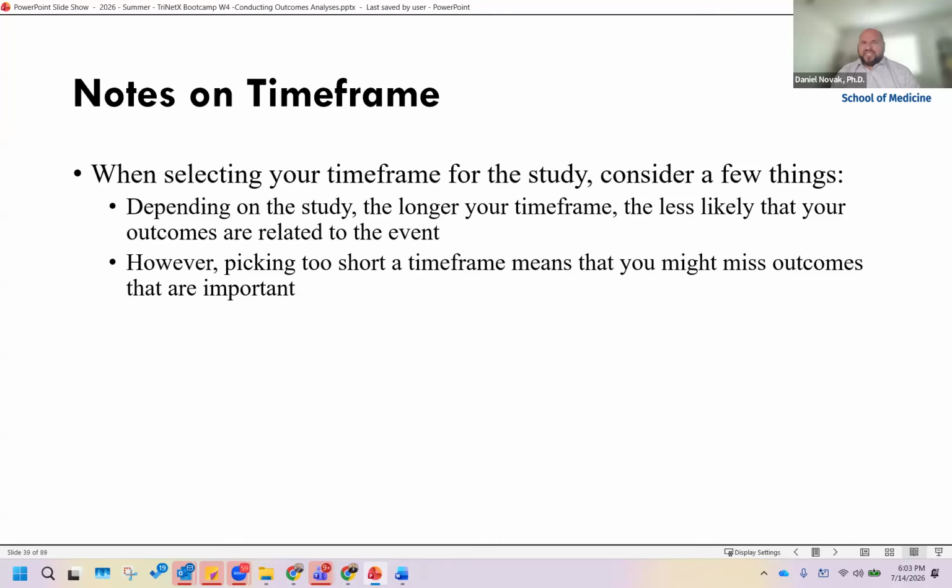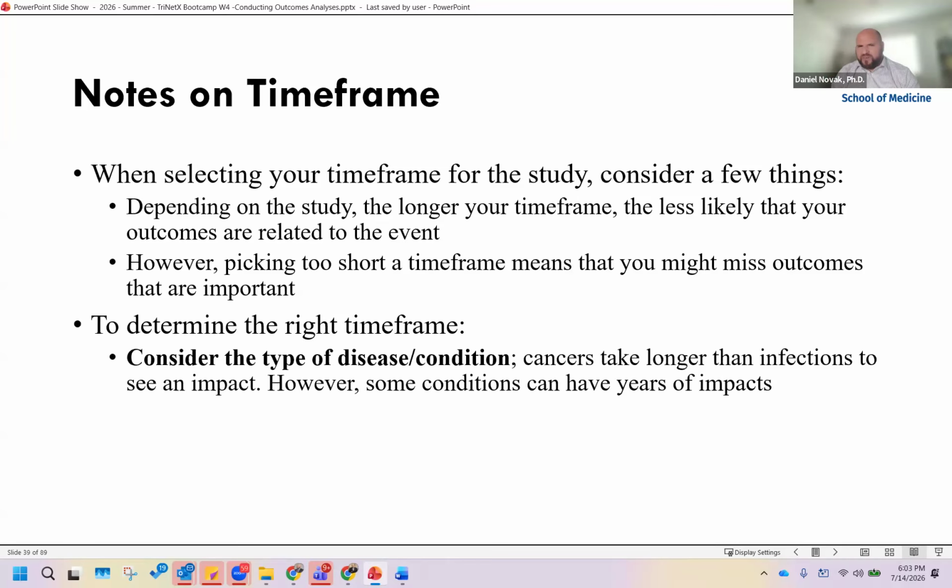And there are people who study exactly how much time. Things like cancer is usually done on 5-year outcomes, and things like surgeries are typically done on 90-day outcomes, right? Revisions after 90 days or infections within 90 days. But picking too short a time frame means that you might miss outcomes that are important. So you really have to think carefully. You have to think to determine the right time frame.